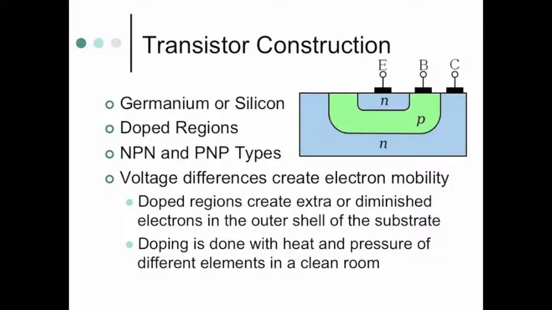So the voltage difference creates electron mobility between the doped regions, which is very similar to how we tried to get electrons to move from one plate to the next through a screen. And doping is done with heating and pressure with different elements, and this is why they need a clean room, because if there's any impurities in the room, it can be injected into the silicon and totally mess up the whole electrical characteristic.